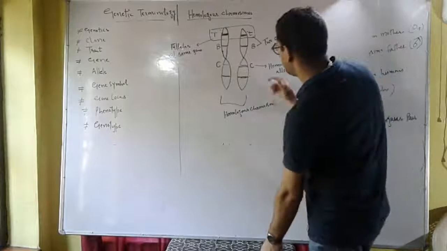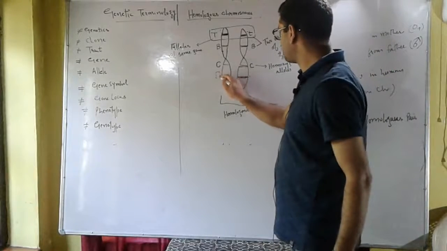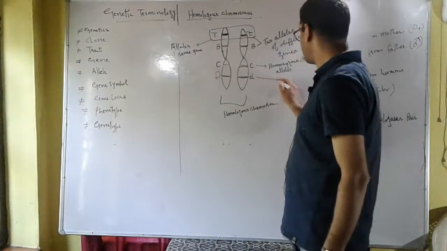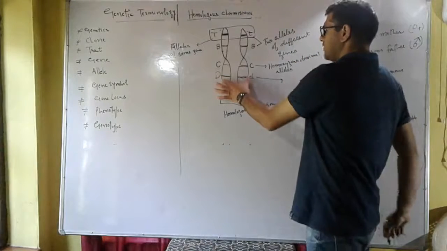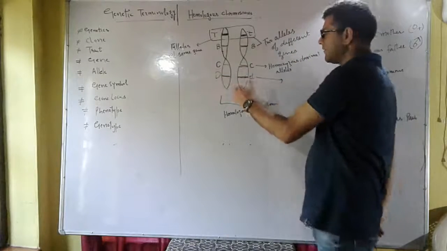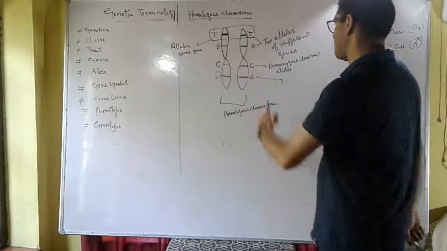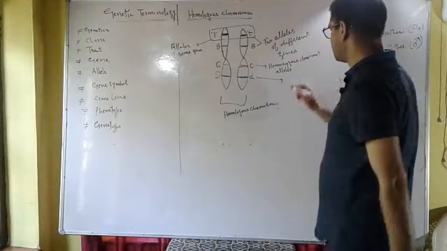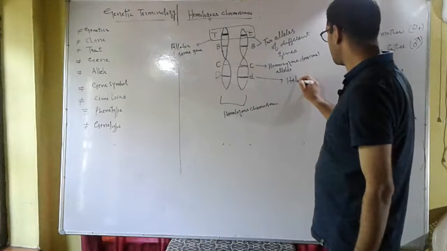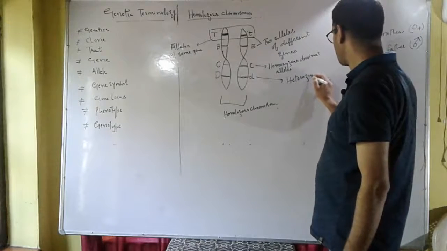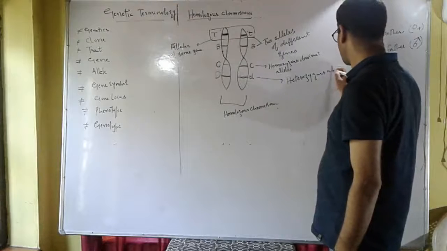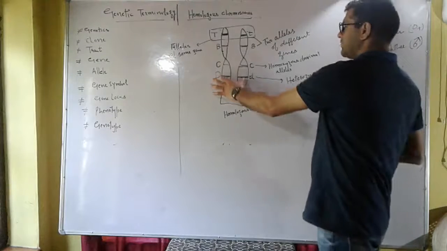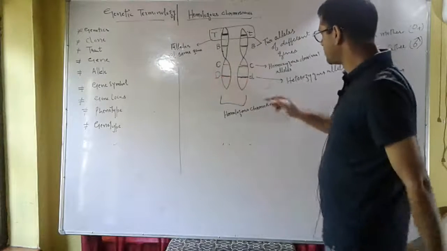Homozygous dominant alleles. For example, this is capital D and small d. These are two alleles of the same gene, but they are different. This is called heterozygous alleles.